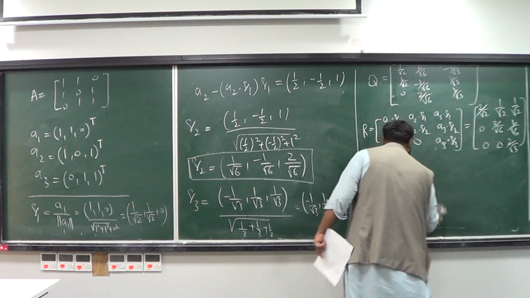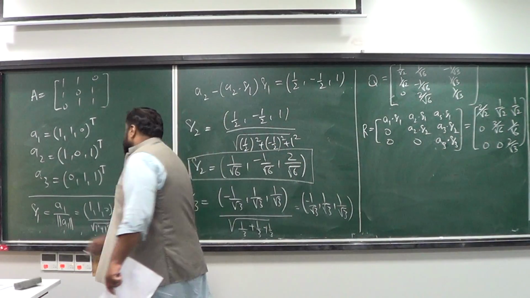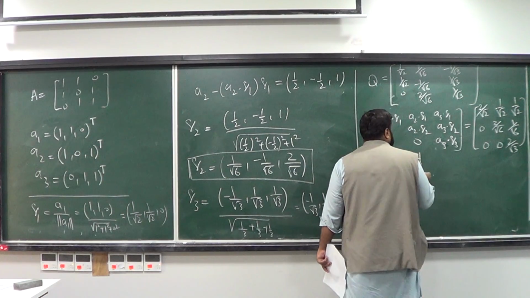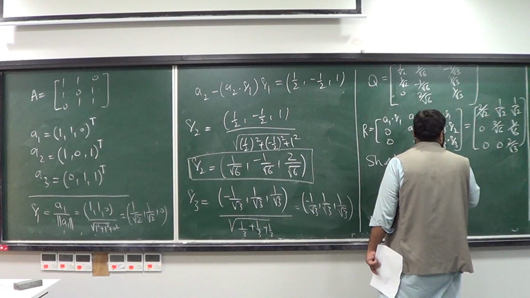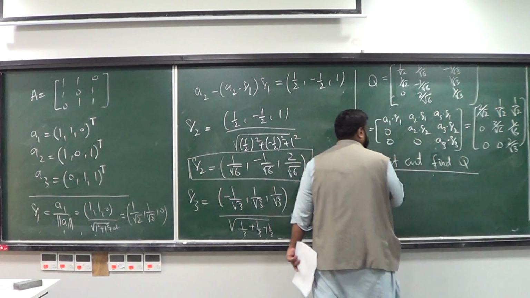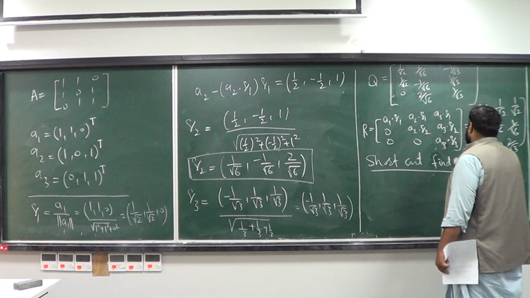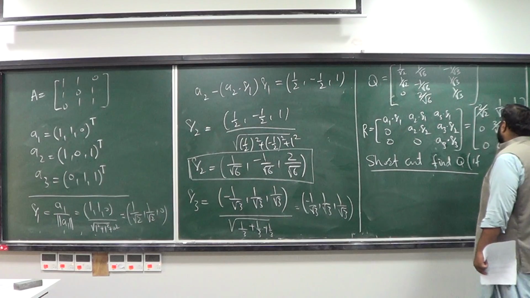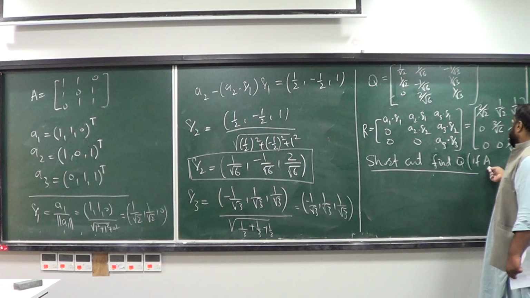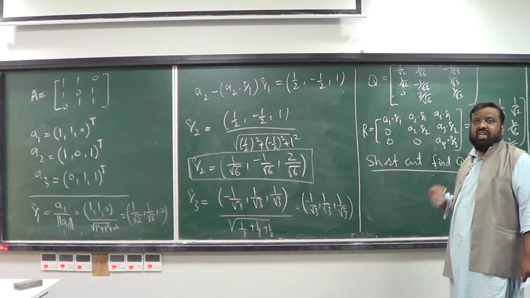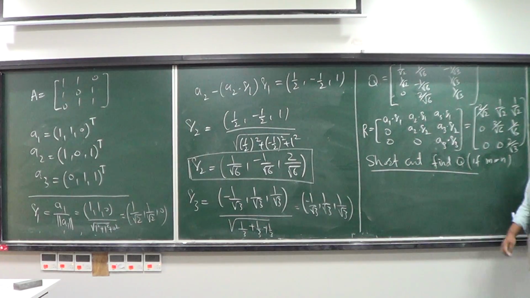By the way, let me add one more thing. There is really a shortcut to find Q if M is equal to N. In other words, if A and Q are square matrices, there is even a shortcut to find the Q matrix.